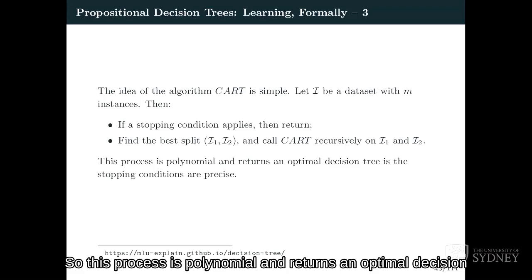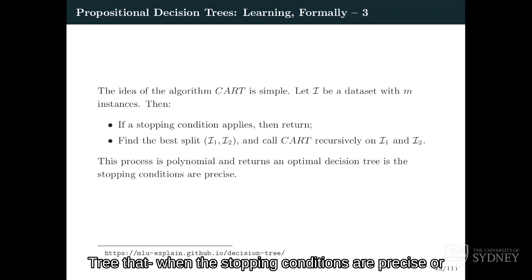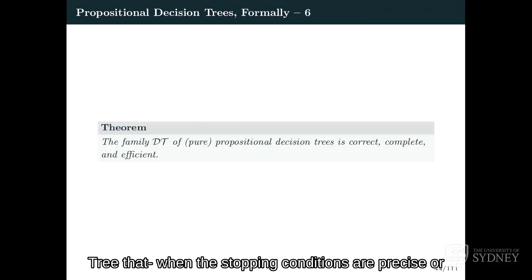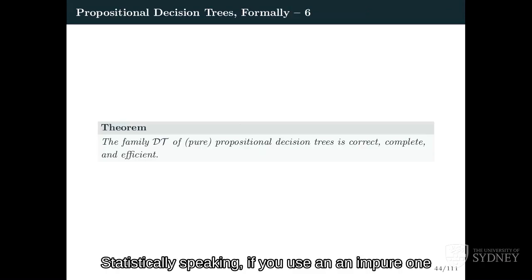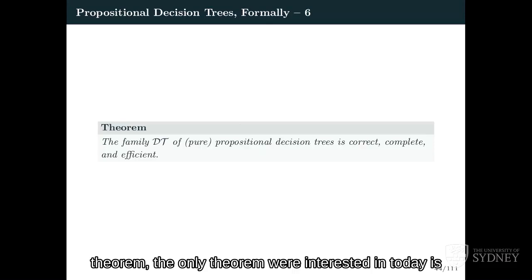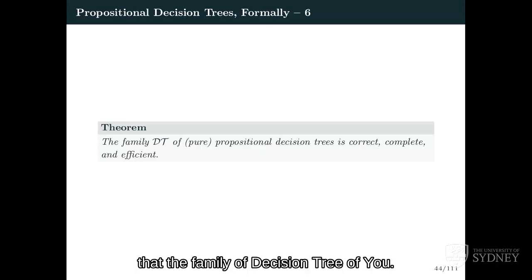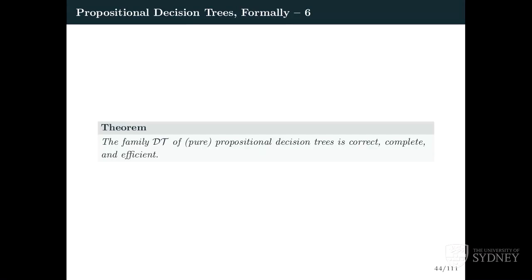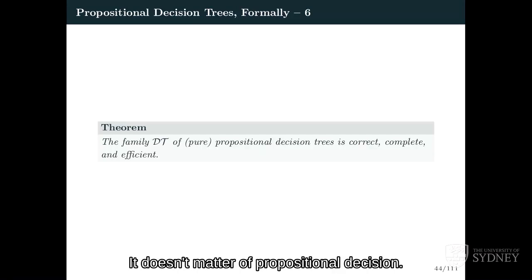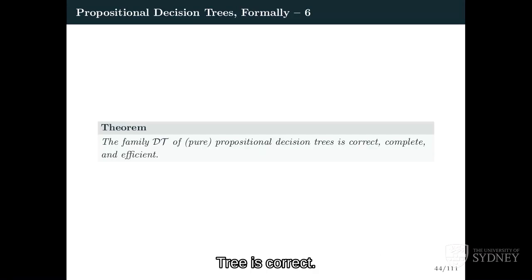So this process is polynomial and returns an optimal decision tree when the stopping conditions are precise, or it returns a good enough decision tree, statistically speaking, if you use an impure one. Theorem. The only theorem we are interested in today is that the family of pure propositional decision trees is correct, complete, and efficient. I've introduced a new term here.